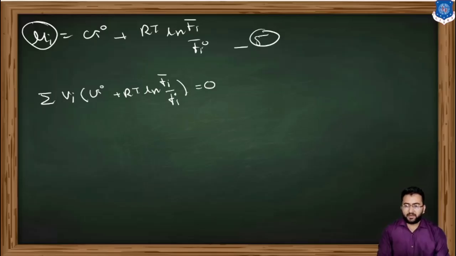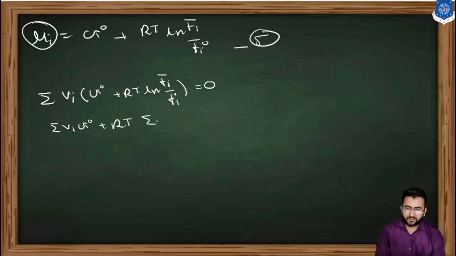Now rearranging this equation, it becomes summation of vi Gi naught plus RT summation of vi ln fi bar upon fi naught is equal to 0.